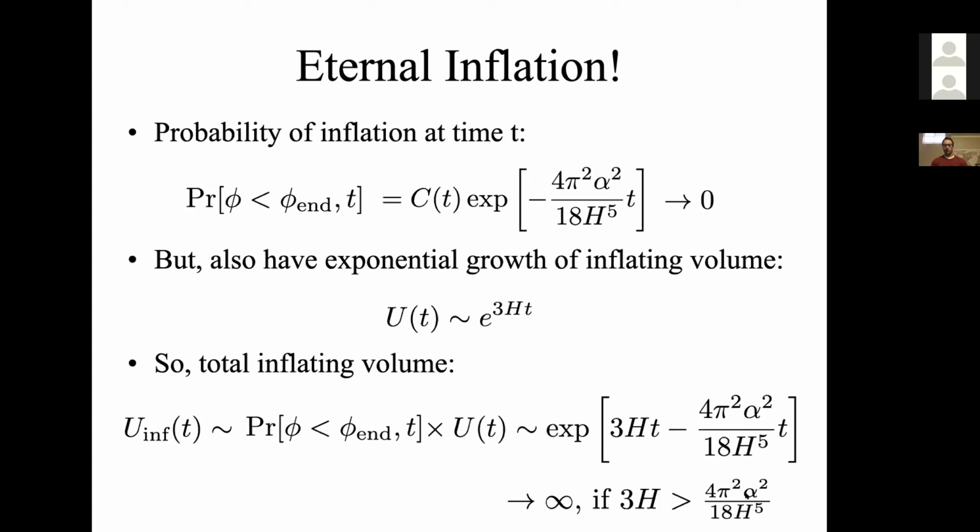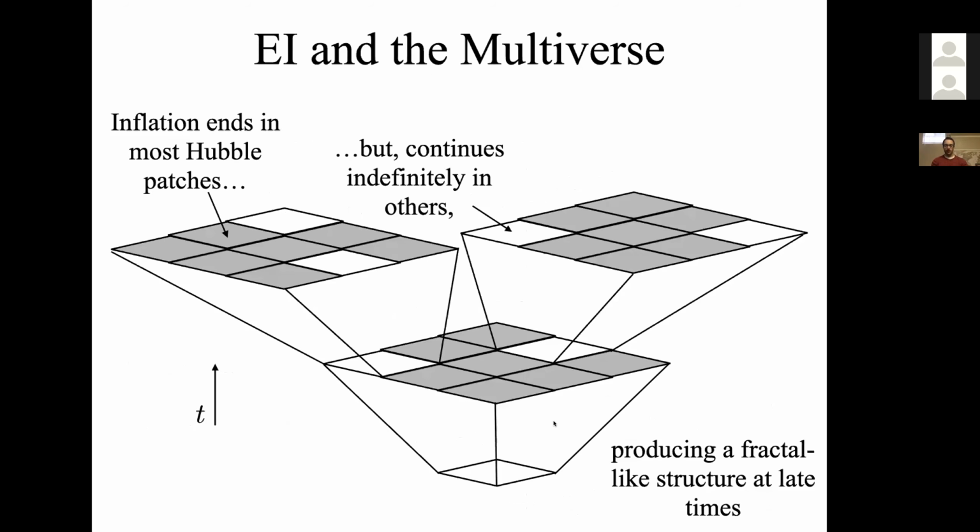So if 3H is larger than this expression here, inflation lasts eternally. And the cartoon picture, I think, is worth having in your head. What happens in a given e-folding, perhaps inflation ends in most regions, but due to the quantum fluctuations, in some regions, the scalar field gets pushed further up the potential. And these regions will continue to inflate, and the same story takes place. In most regions, inflation will stop, but in some, it will keep going. And you can probably already see that we're developing this fractal-like structure. We end up with this fractal-like structure at late times, which gives rise to this eternal inflation multiverse. So that's the cartoon picture.